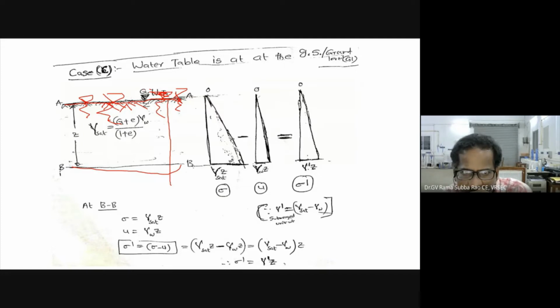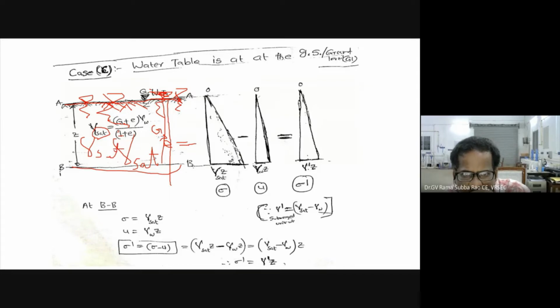That is our interest. Whenever water table rises to the ground level, we are not supposed to write gamma. This time the soil is saturated, so we write gamma sat. You know how to compute gamma sat. If gamma sat is not directly given, sometimes they give specific gravity of solids and void ratio. Gamma sat is equal to (G plus e) into gamma w by (1 plus e), because degree of saturation is 1 if soil is fully saturated.